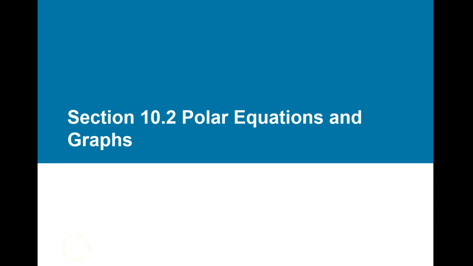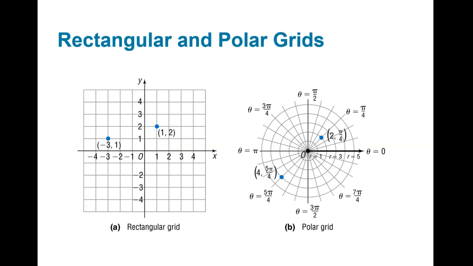Hey Trick Class, we're going to look at our section notes on polar equations and graphs. So just a reminder, this is how we think of plotting points in the rectangular coordinate system. We go over to the right 1 unit, we go up 2 units from there. We go to the left, we go up.